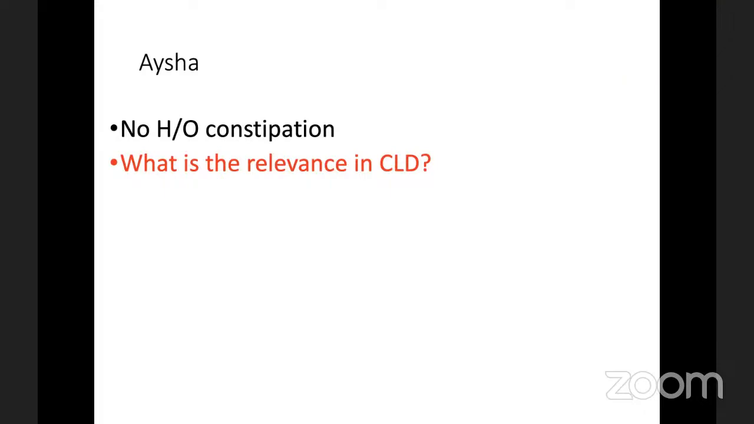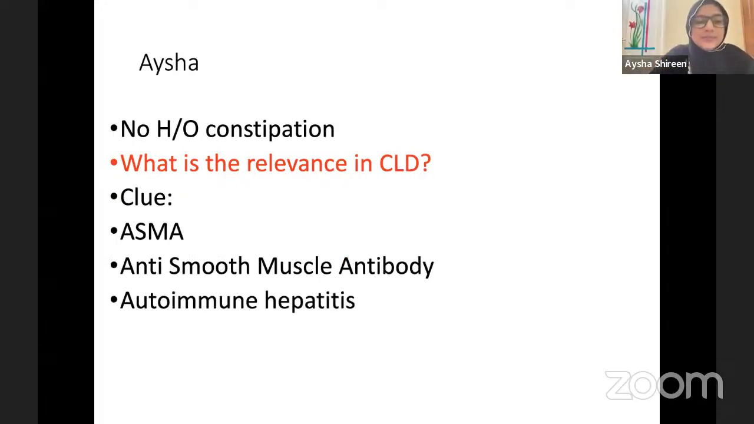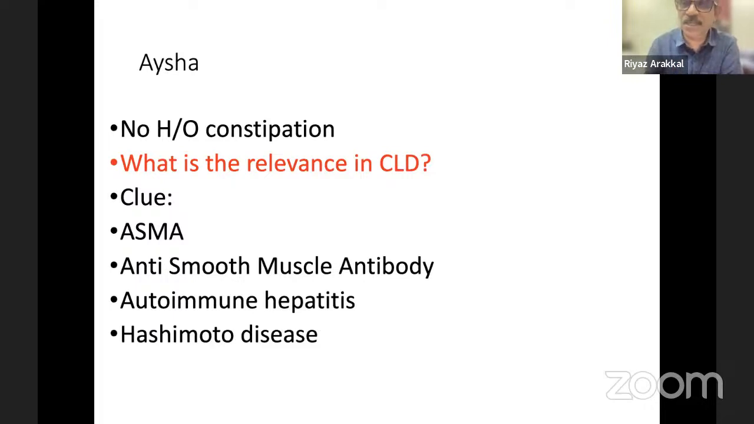Hypothyroidism, right? Why hypothyroidism? The clue is ASMA. What is ASMA? Anti-smooth muscle antibody, which is seen in which condition? Autoimmune hepatitis. Now, can you correlate constipation and autoimmune hepatitis? In autoimmune hepatitis, there may be other autoimmune conditions, like what? Hashimoto's disease, which can present with hyperthyroidism as well as hypothyroidism. So constipation may be due to hypothyroidism.